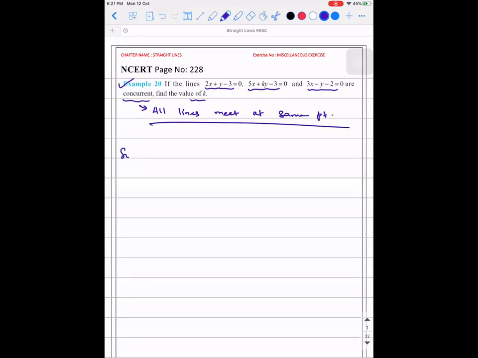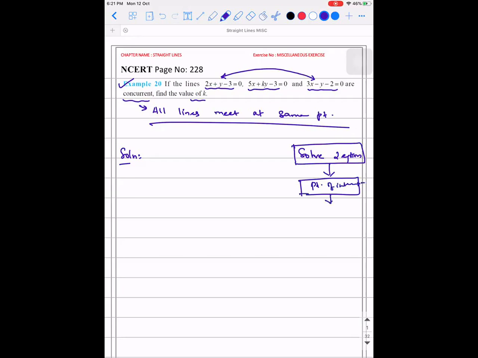Okay, if all the lines are meeting at the same point, then they are said to be concurrent in nature. So, wherever you have to prove this concurrency, you solve two lines. When I say solve two lines, you're going to get a point. That point is the point of intersection of those two lines. Once you get the point of intersection, that will satisfy the third equation also. So the steps to be followed are: solve two equations. Once you solve the two equations, you will get the point of intersection.